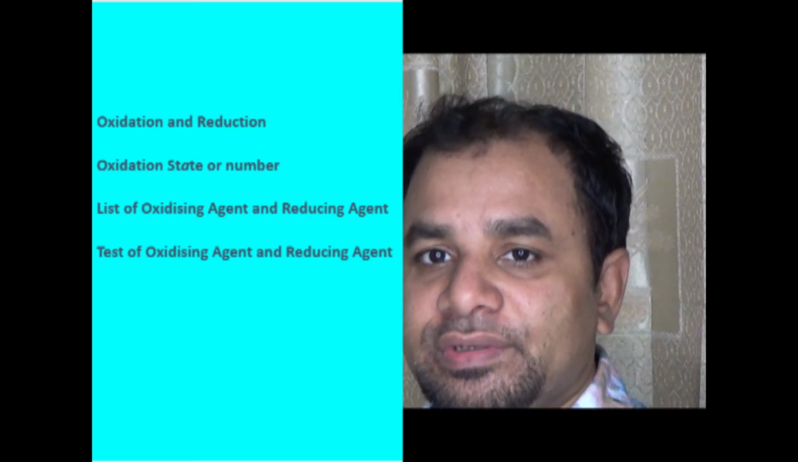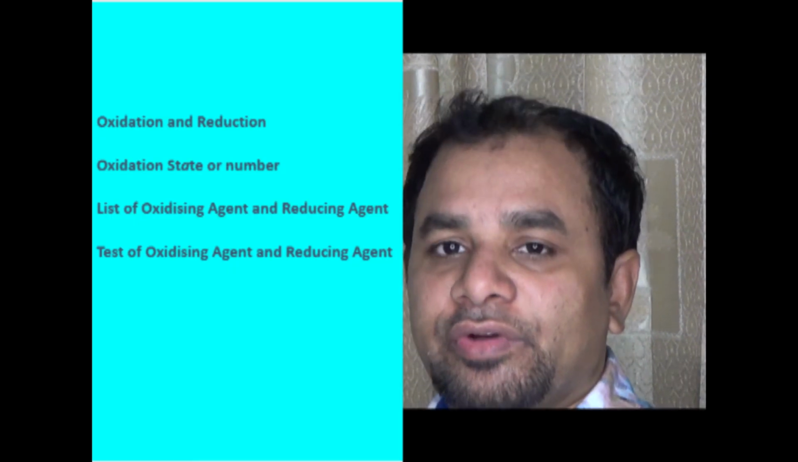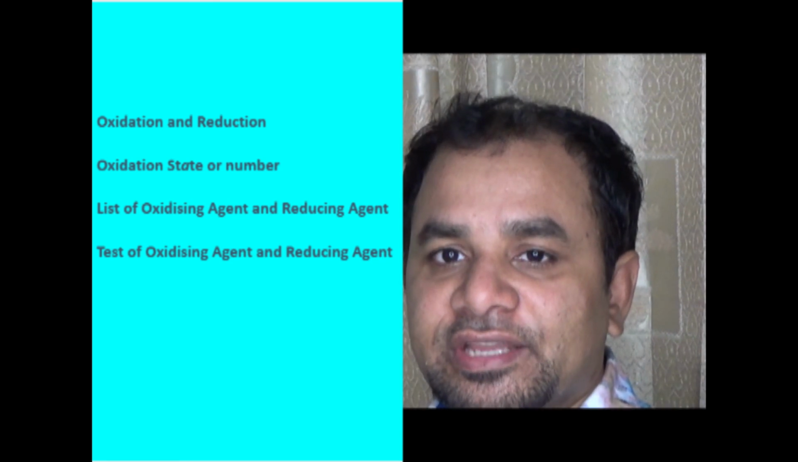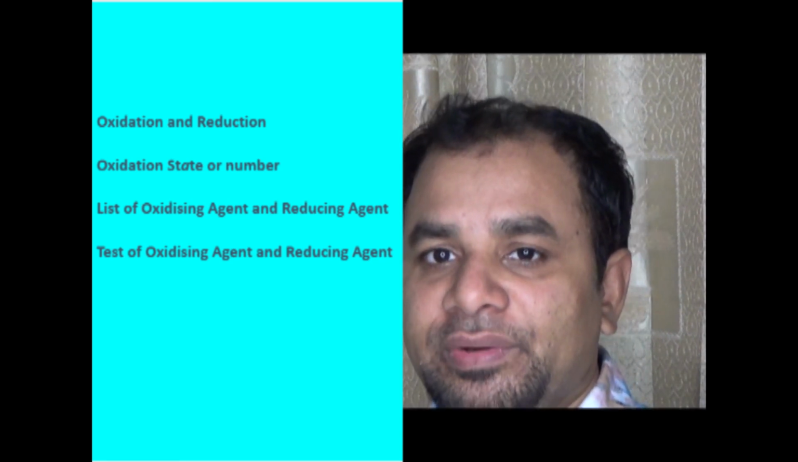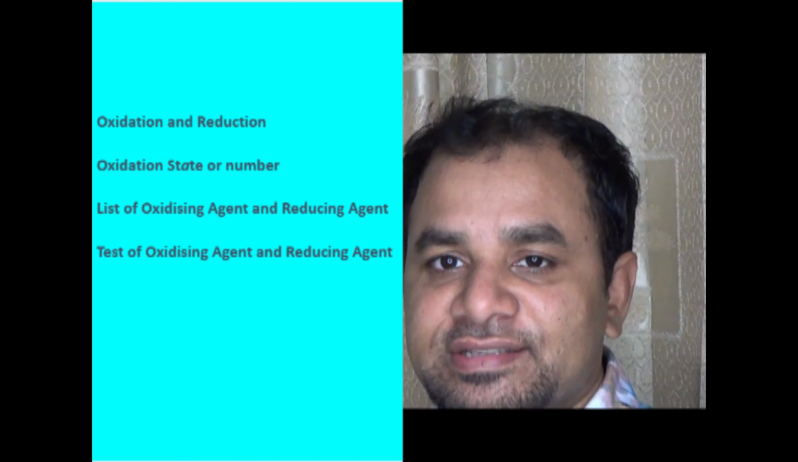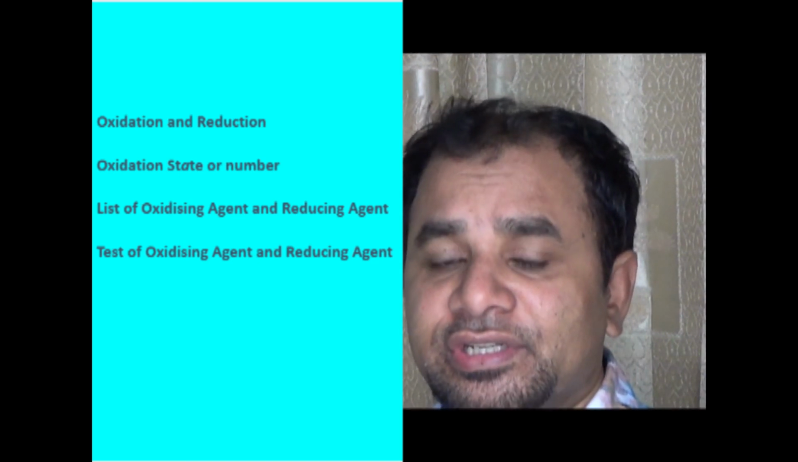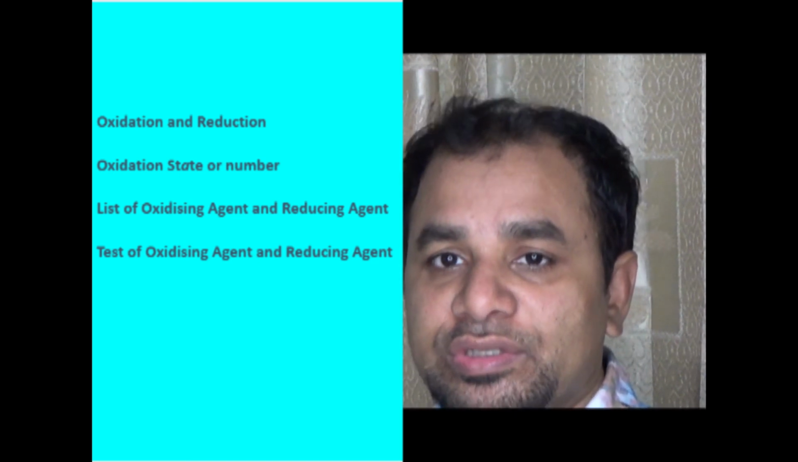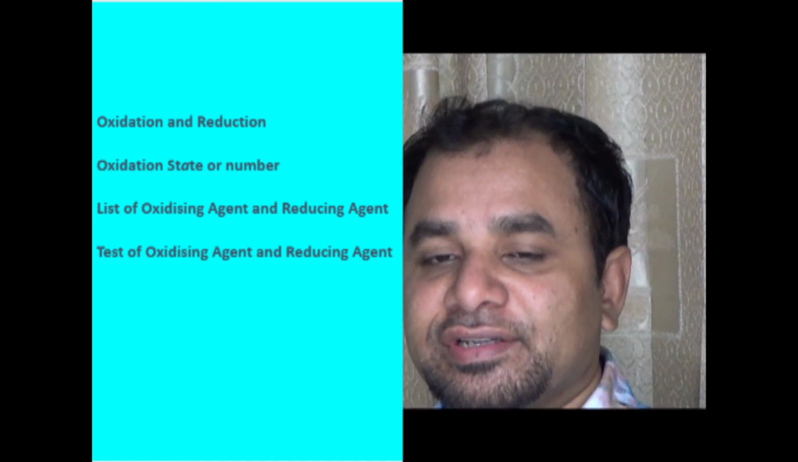Okay. Now the summary of this chapter: definition of oxidation and reduction, finding oxidation state or oxidation number, finding oxidizing agent and reducing agent, and test for oxidizing agent and reducing agent.